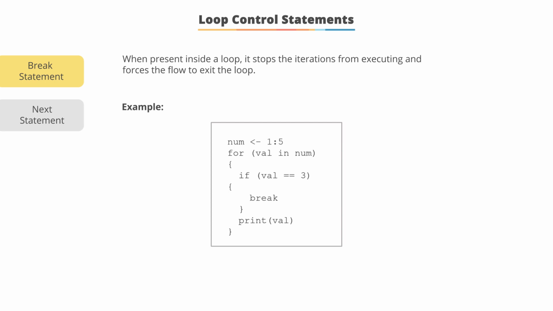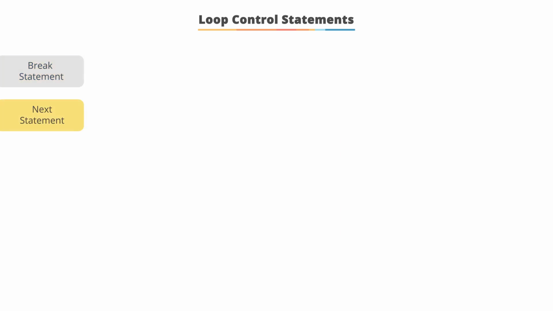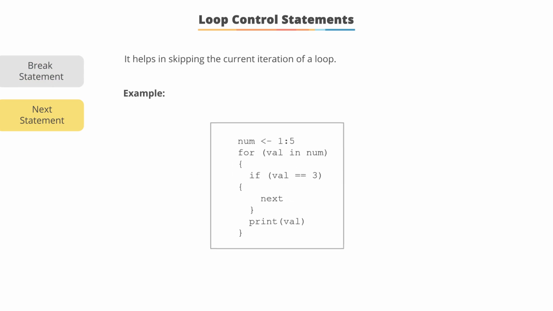But sometimes that's not effective for what you want to do. A next statement can be more effective because a next statement will skip the current iteration of a loop. So if we had the same premise, but instead of a break statement, we had a next statement. We again had a vector, numbers 1 through 5, and for the values in that vector, if the value is equal to 3, next, instead of break, and then print the value.